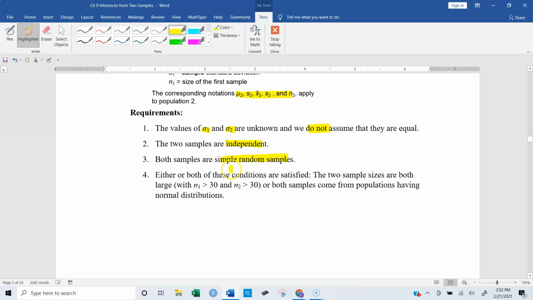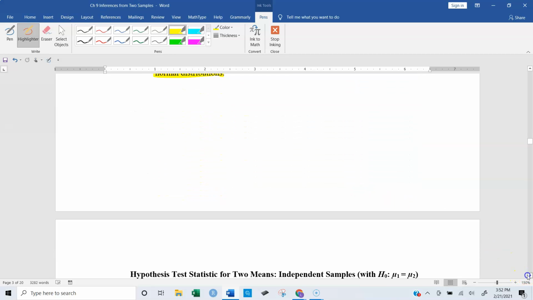And this time, this is an either or. So either they're both over 30 or they have a normal distribution. So if they're not over 30, they have to have a normal distribution. If they are over 30, they can, but nobody cares. So it's either or, not both.